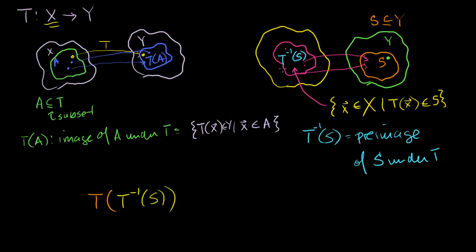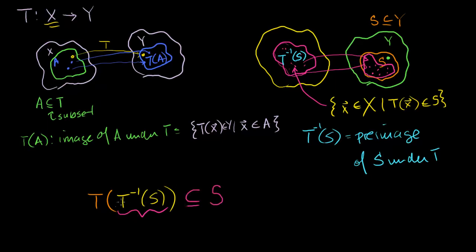If we take this guy, this is essentially the image of this guy right here, right? This part right here is the preimage of S. Now if we take the image of this, we're saying if we take every member of this, what vectors do they map into? All of them are going to be within S, so they're going to map within S. But they don't necessarily map to everything within S. So this right here is going to be some subset of our original S. It's not necessarily equal to S, but it's a subset of it.